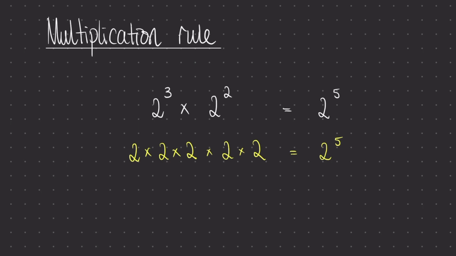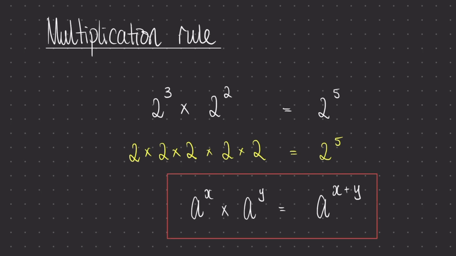We can generalize this using a little bit of algebra. So we can say that when a number a is raised to the power of x, and we multiply that by a raised to the power of y, in effect what we're doing is adding those powers, so we would have a to the power of x plus y. So this here is the multiplication rule.